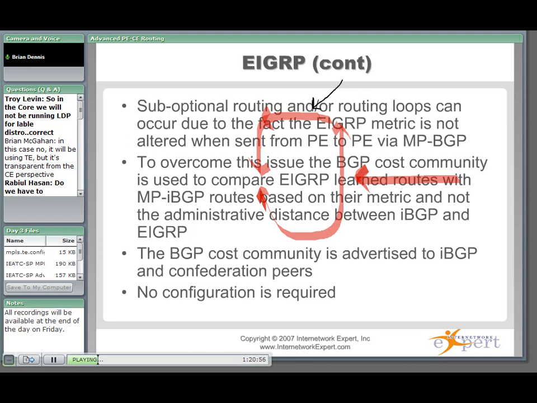So there's nothing happening here. But it can get kind of confusing if you don't know this feature exists, because you don't understand why 3 goes across the MPLS VPN when it has a perfectly good EIGRP route. Why would it choose IBGP when it has the EIGRP route? And it's because of this behavior. And this is done automatically behind the scenes for you.